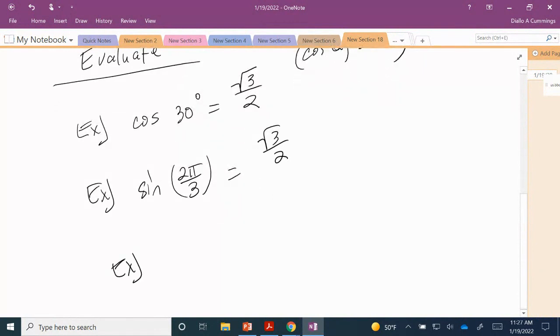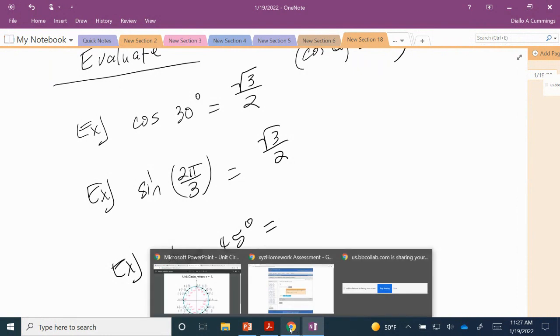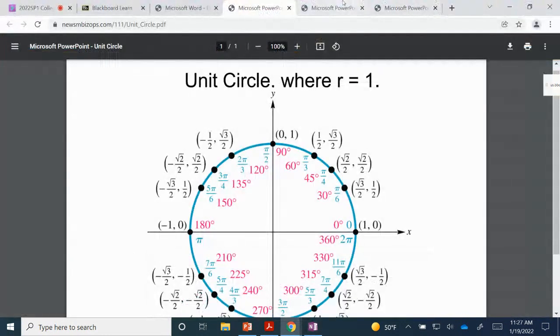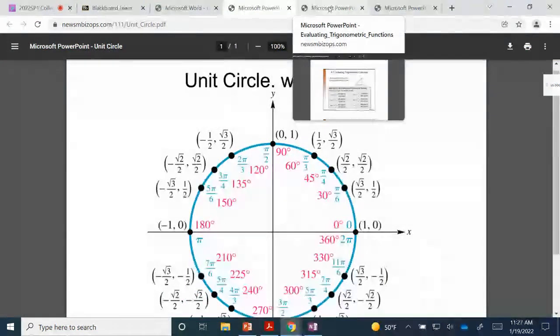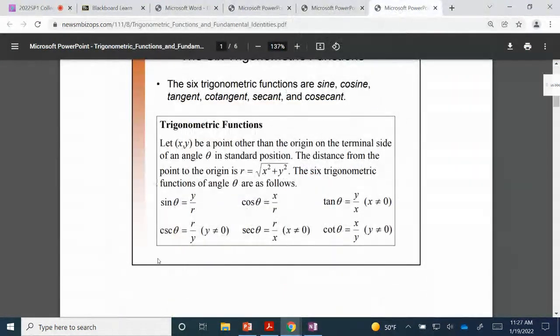And we'll find one more. So let's find the tangent of 45 degrees. Okay, now one thing about the tangent, if we go back to our set of notes, the tangent would be the y coordinate divided by the x coordinate.